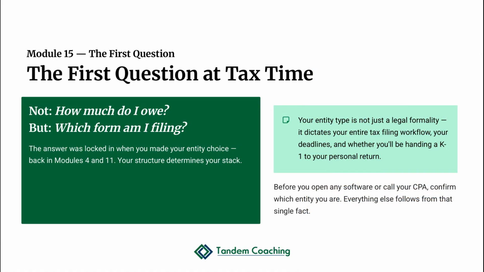Before the dollar amount, before the deduction questions, before any of the tax mechanics in the rest of this module, the form you're filing is the first question. Which one depends on what you elected? A coach who stayed a sole member LLC is on a different form than a coach who filed Form 2553 to elect S-corp last June. Same revenue, same client base, completely different paperwork stack. The entity choice from Modules 4 and 11 is what determines the answer here. The amount you owe is downstream.